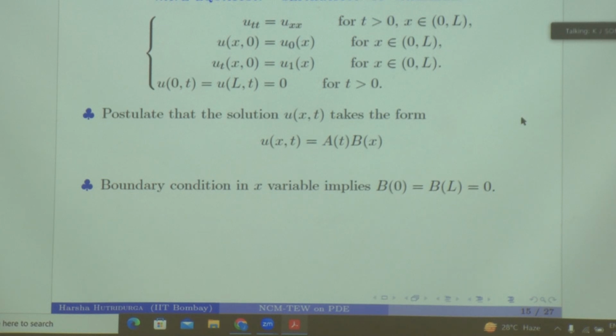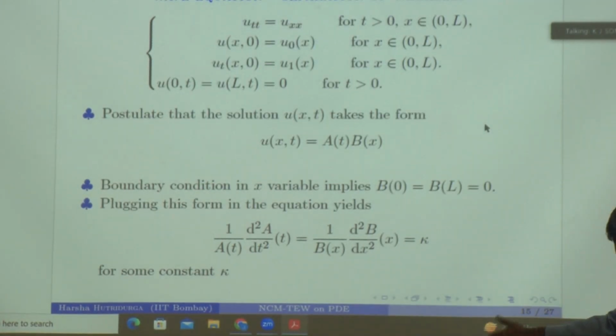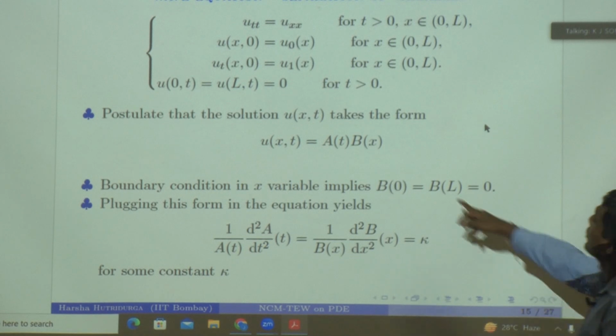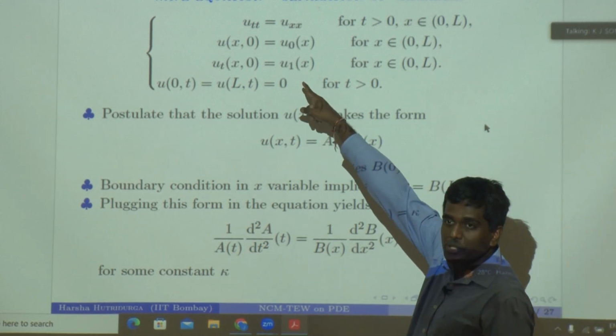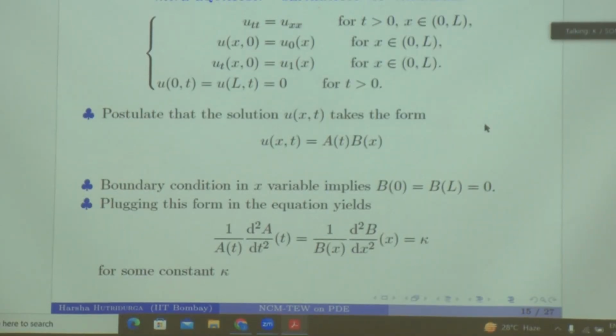Then, okay, something happened. Now, when you plug it in the equation, there's something happening as soon as I approach that. So when you plug this particular structure in the equation, you see the left hand side has only derivatives with respect to time, and the right hand side has derivatives with respect to x.